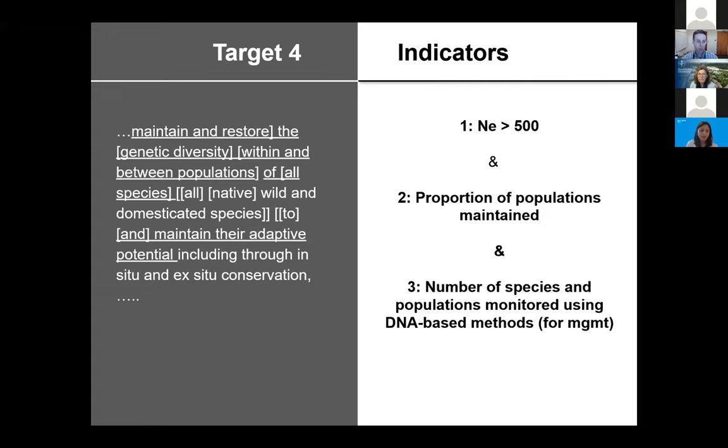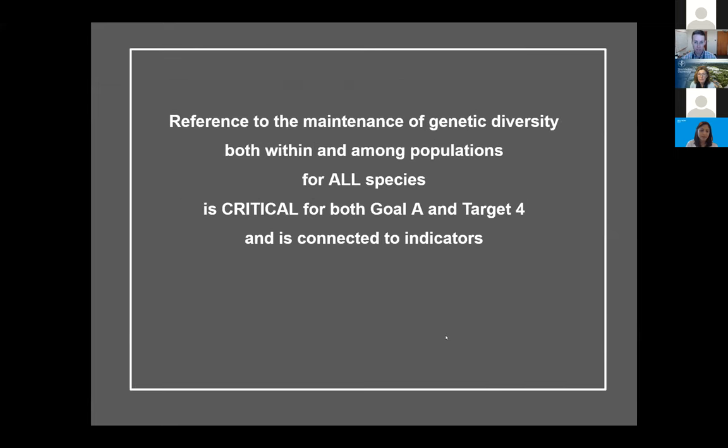Lastly, Target 4: maintain and restore genetic diversity within and between populations of all species to maintain their adaptive potential. All 3 indicators could be used for reporting on this. So maintaining genetic diversity within and between populations of all species is critical for both Goal A and Target 4, and the wording is connected to the indicators.